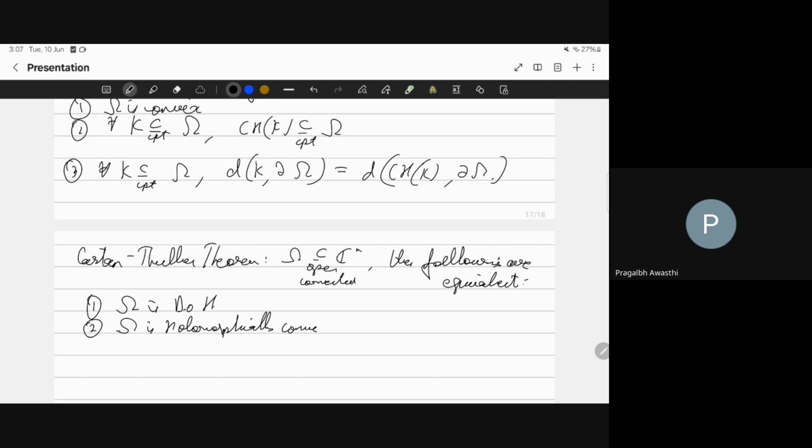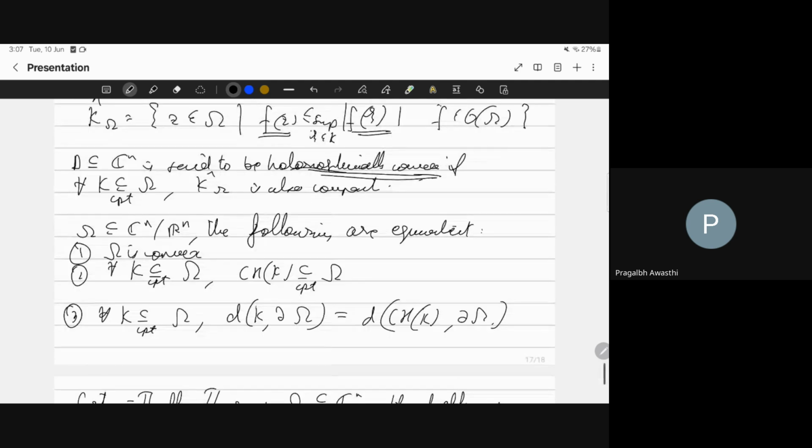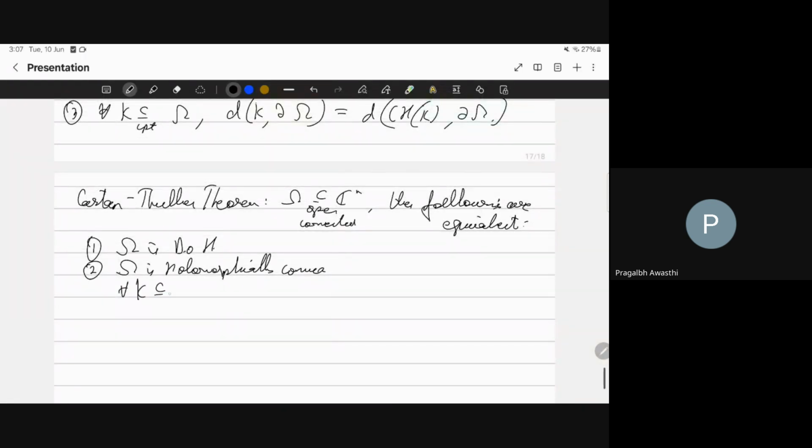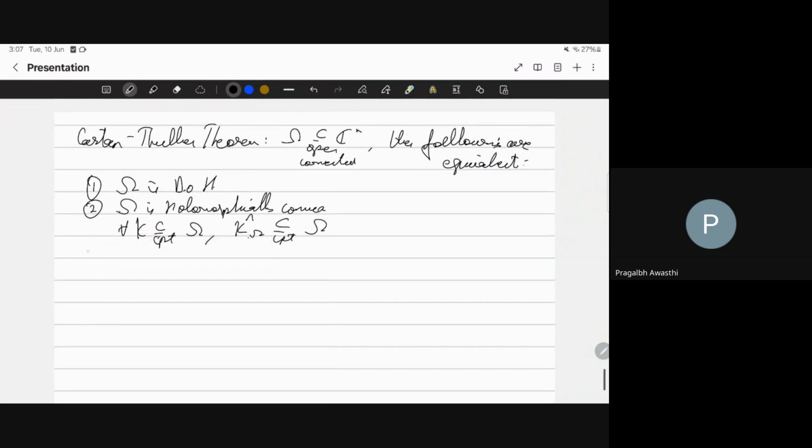That is, by definition of holomorphically convex, for all compact subsets K of omega, the holomorphic convex hull of K in omega is also compact in omega. And finally, the last two parts. The distance of K from the boundary of omega is equal to the distance of the holomorphic convex hull from the boundary of omega.